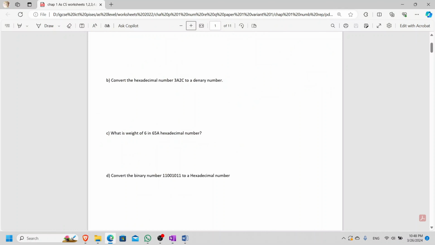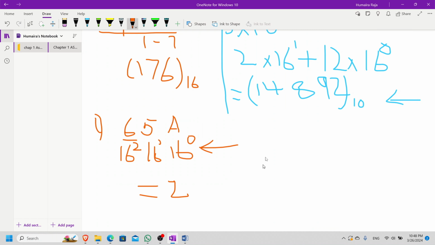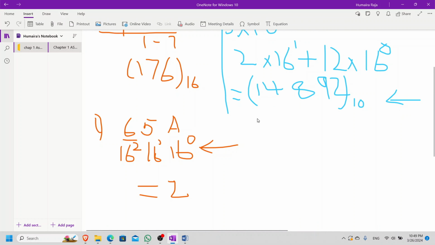Okay, next question is part D. Convert the binary number they have given to a hexadecimal number. 110. Okay, let's write it over here.